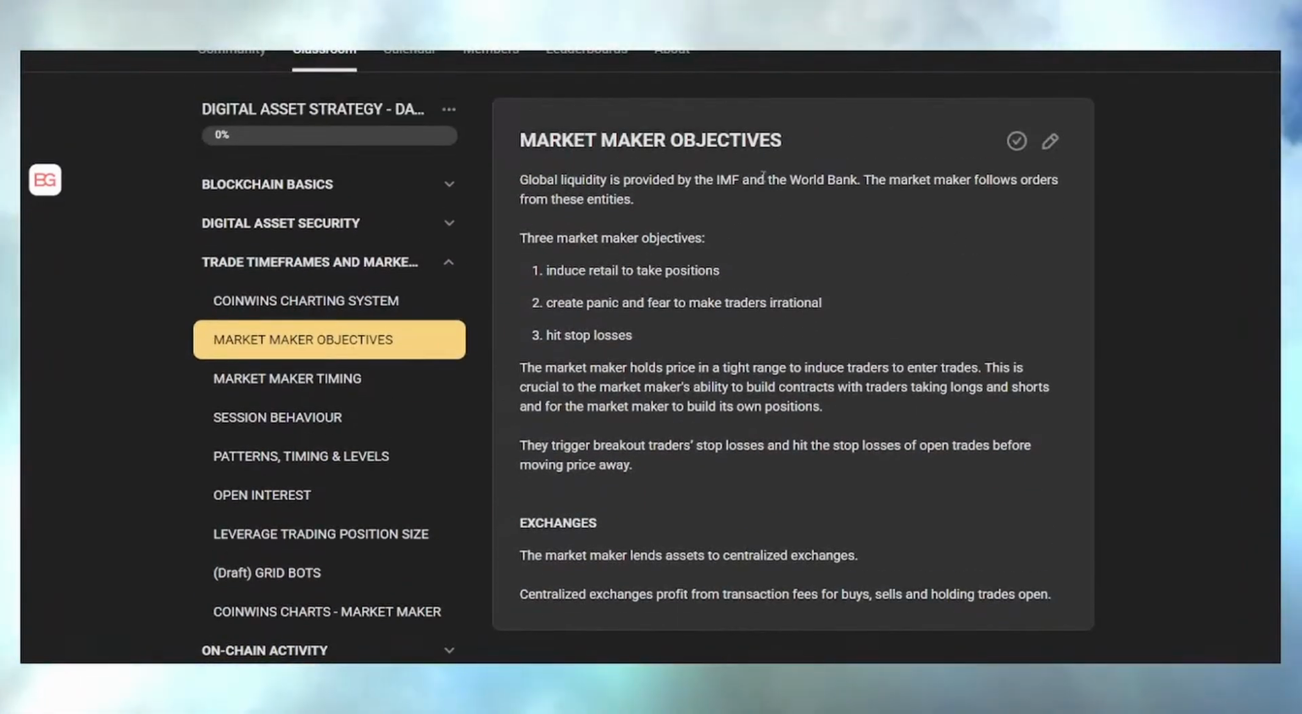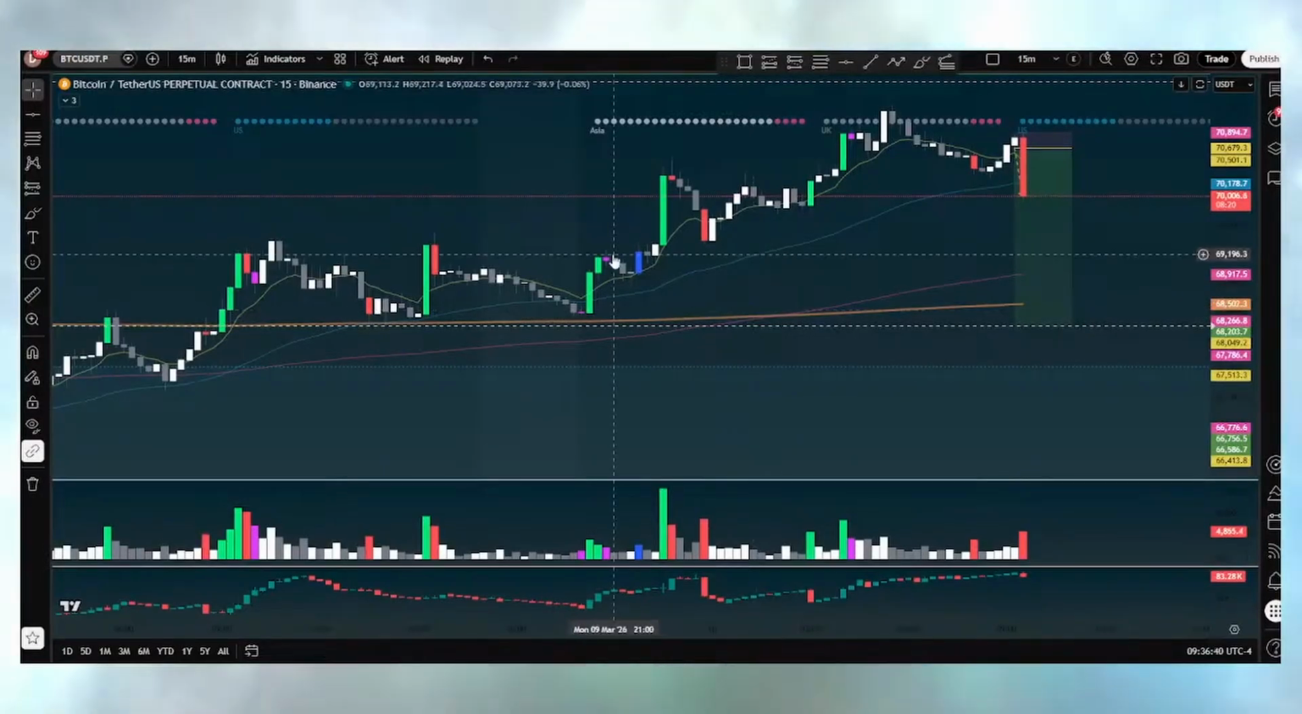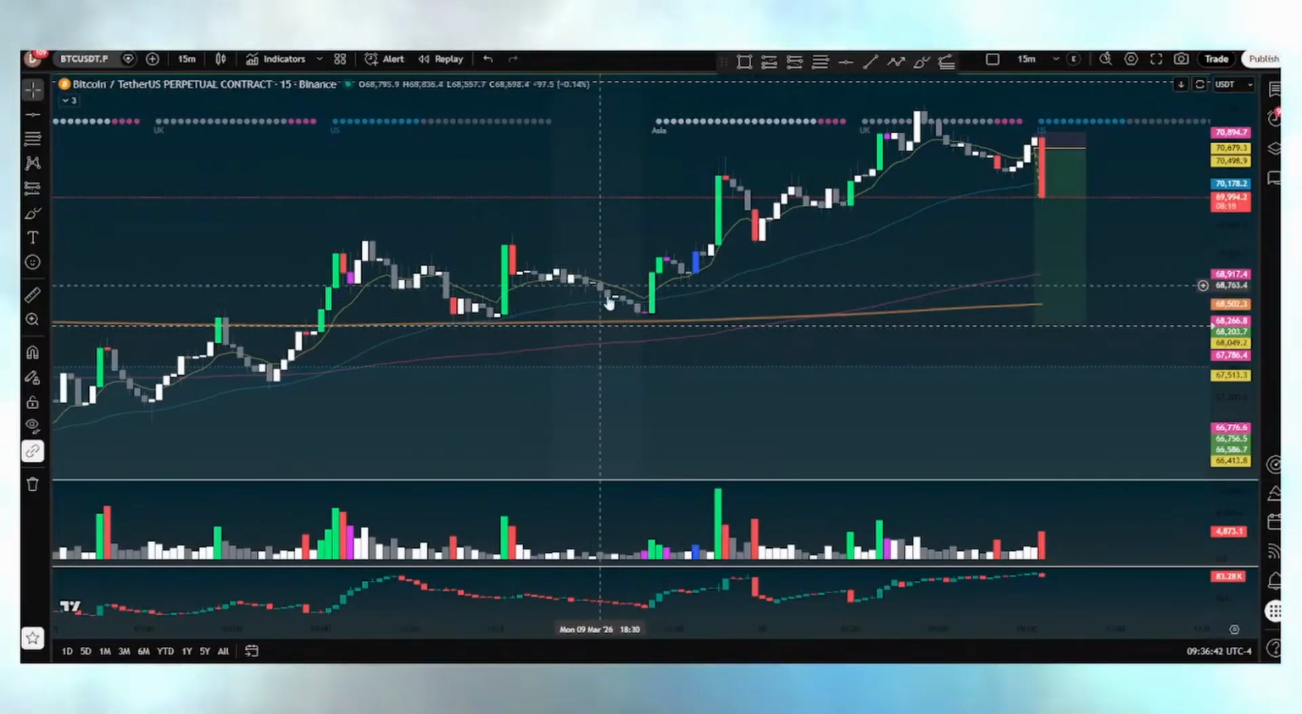There's a lot of money coming in from huge players and they have intentions. They want to hit your stop loss. They want to make some type of panic and fear to make you irrational. They want to induce retail traders to take positions. So that's oftentimes when we see price ranging, moving very slowly for days and sometimes even weeks and obviously months.